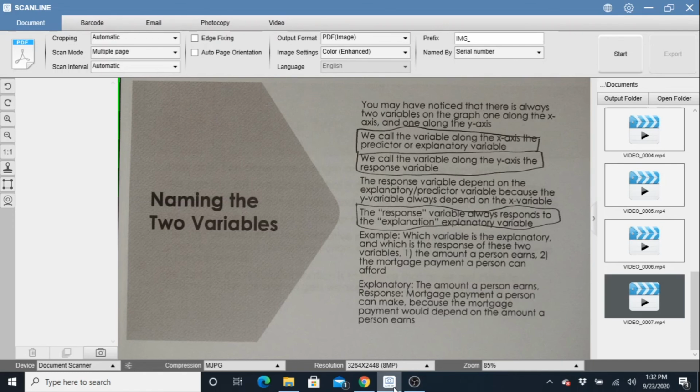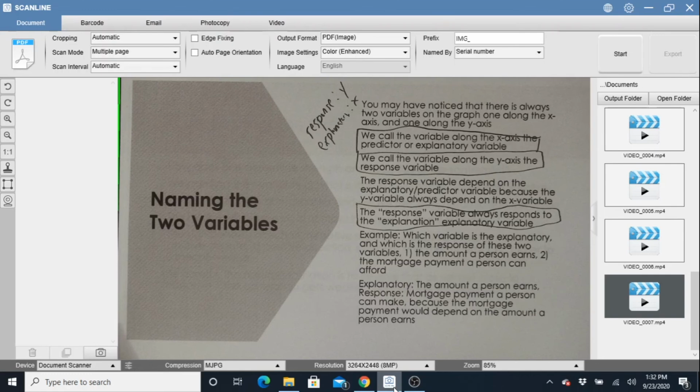So which variable is the explanatory and which is the response of the two variables? The amount a person earns and the mortgage payment a person can afford. Well, when you look at that scenario, the amount a person earns is the explanatory variable, and the mortgage payment a person can make is the response variable. This is because the amount you can pay for a mortgage is going to directly depend on how much you earn.